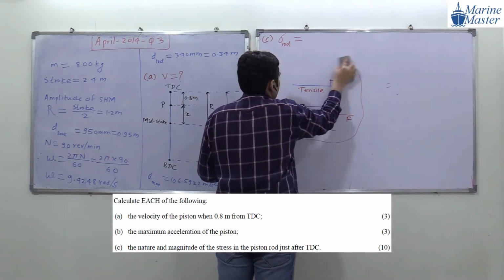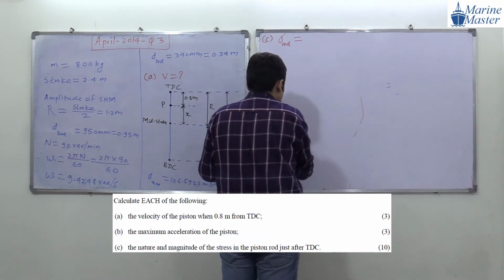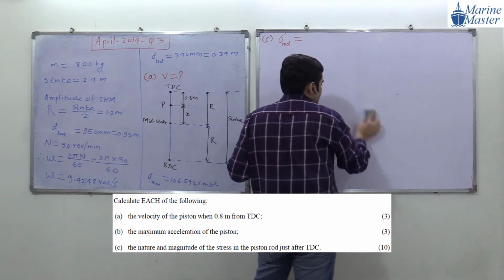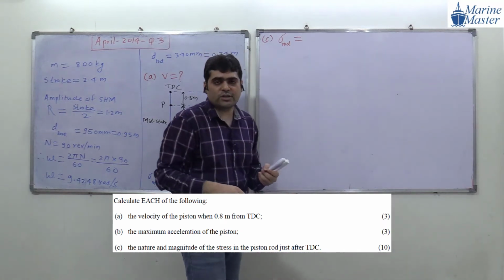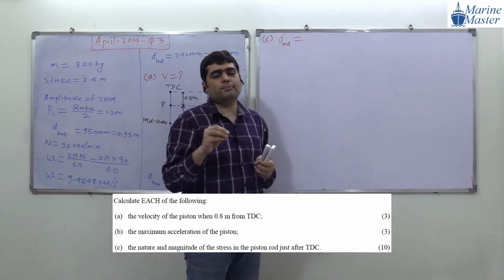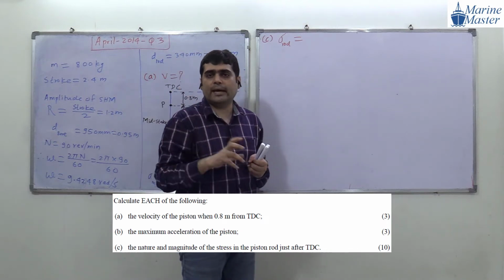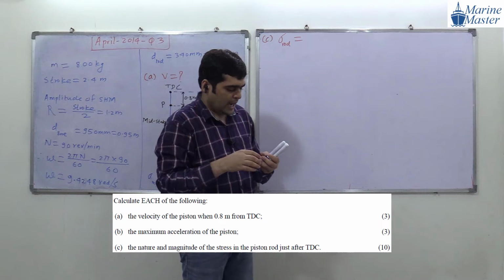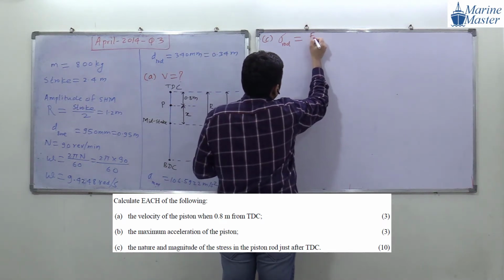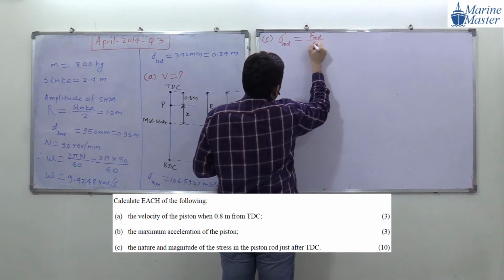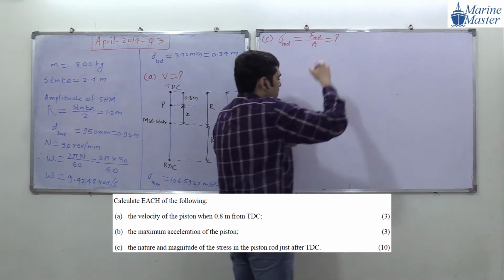Now try to see the scenario here. What are they asking us here? Sigma rod, stress in rod, and we have to find out its magnitude and nature. Magnitude means what is its value, and how to get that stress, guys? Sigma rod is equal to what? Force in rod divided by area. Okay, so this is our target.